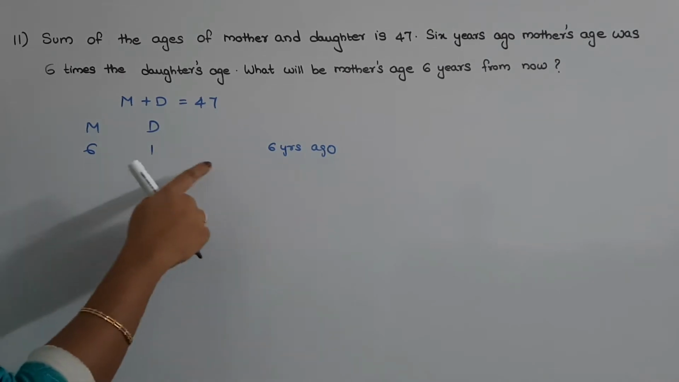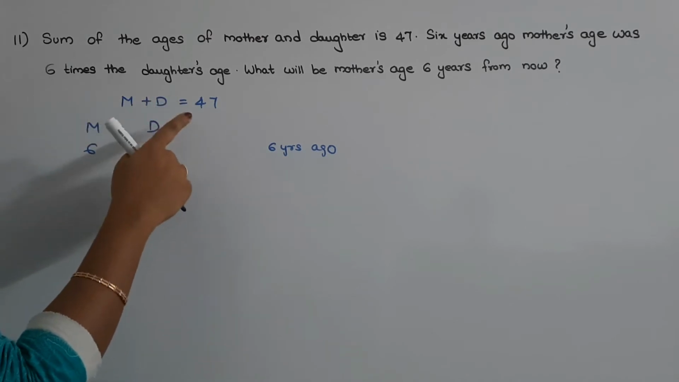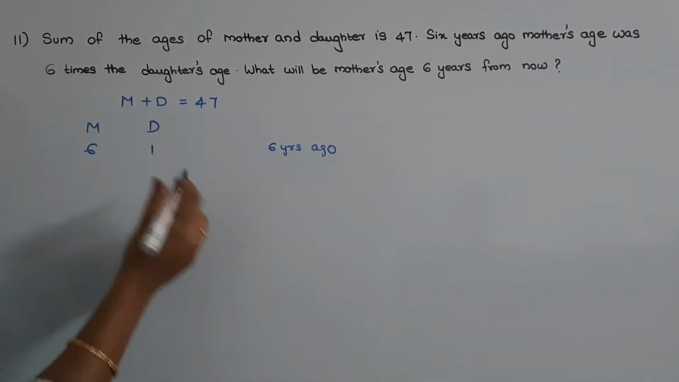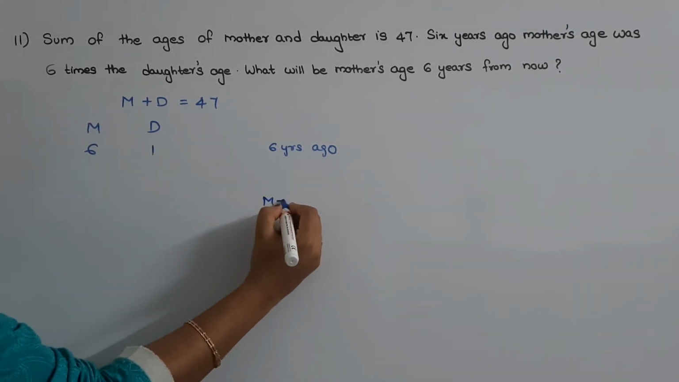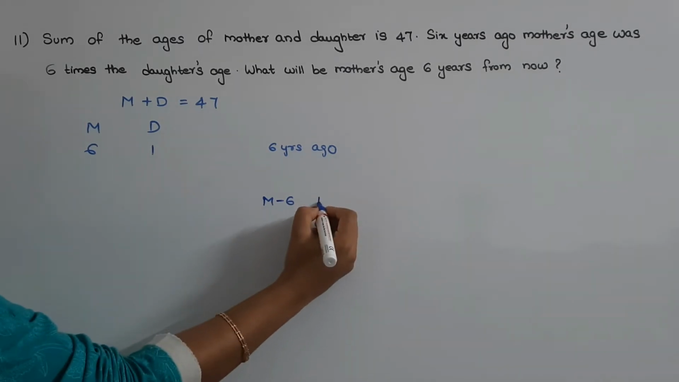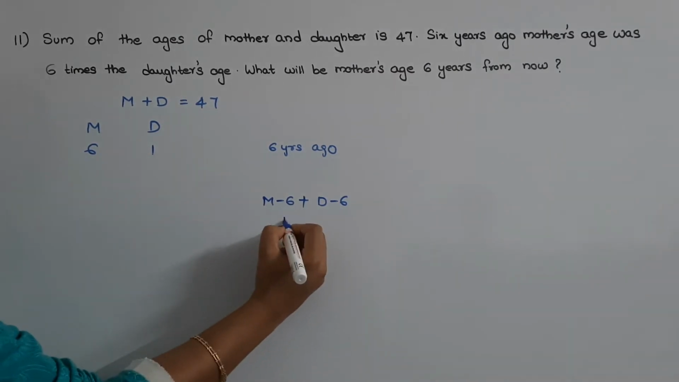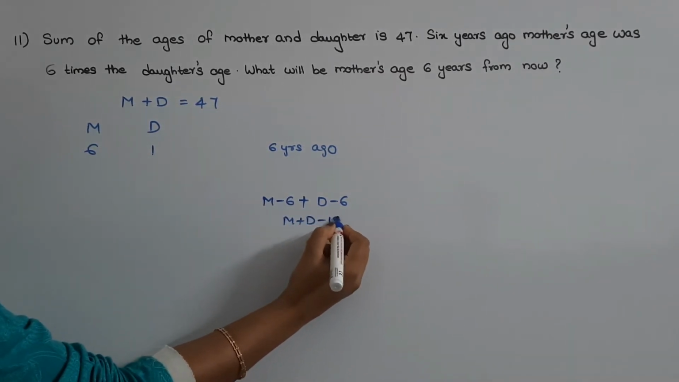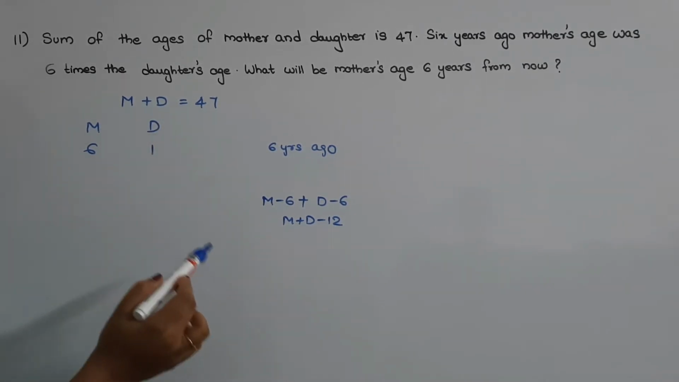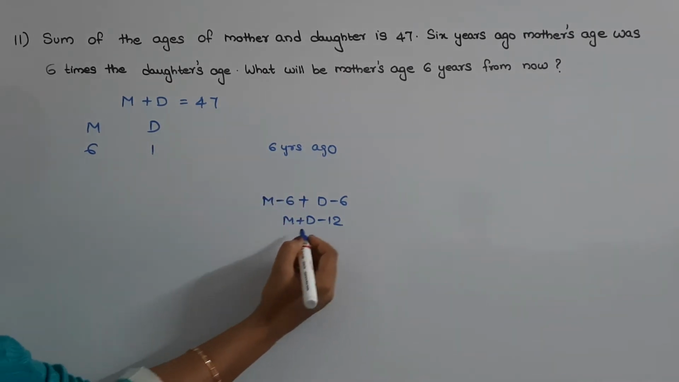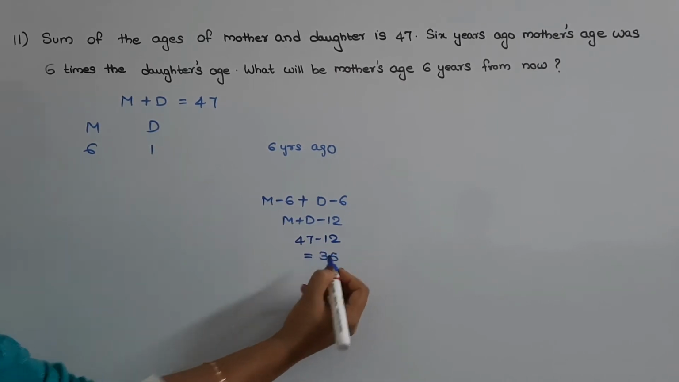Since we have the ratio of their ages 6 years ago, we need to find the sum of their ages also 6 years ago. If at present mother's age is M, then her age 6 years ago would be M minus 6, and daughter's age 6 years ago would be D minus 6. Then the summation will be M plus D minus 12. So if at present the sum of their ages is 47, then 6 years ago the sum of their ages would be 47 minus 12, that is equal to 35.